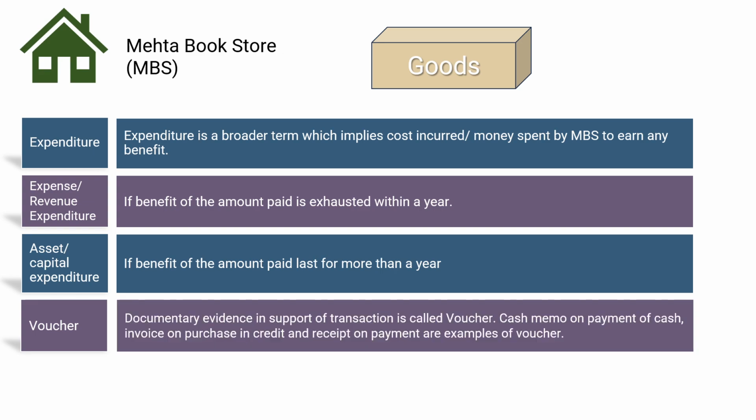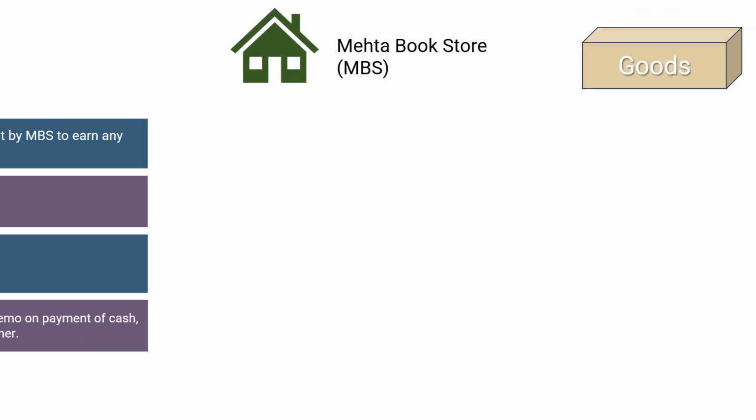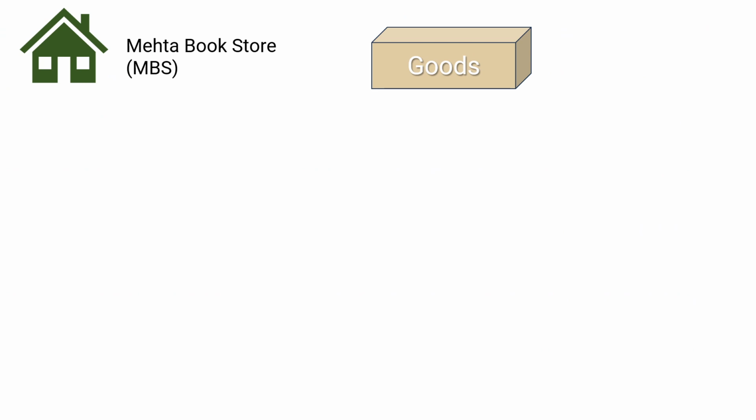Now coming to the next one, which is voucher. Voucher, as the name says, is clearly a documentary evidence. Suppose you went to buy some goods from Mehta bookstore and Mehta bookstore gave a copy of whatever you purchased, like a bill. A bill is basically called a voucher. Cash memo on payment of cash, invoice on purchase on credit, and receipt on payments are examples of voucher. Any documentary evidence is called a voucher. Because it's only on the basis of the voucher that you are able to maintain the accounting information. So voucher is important.